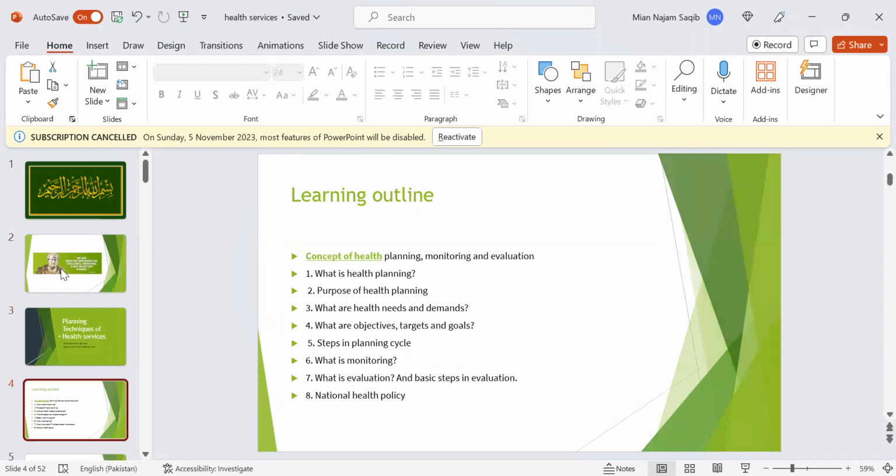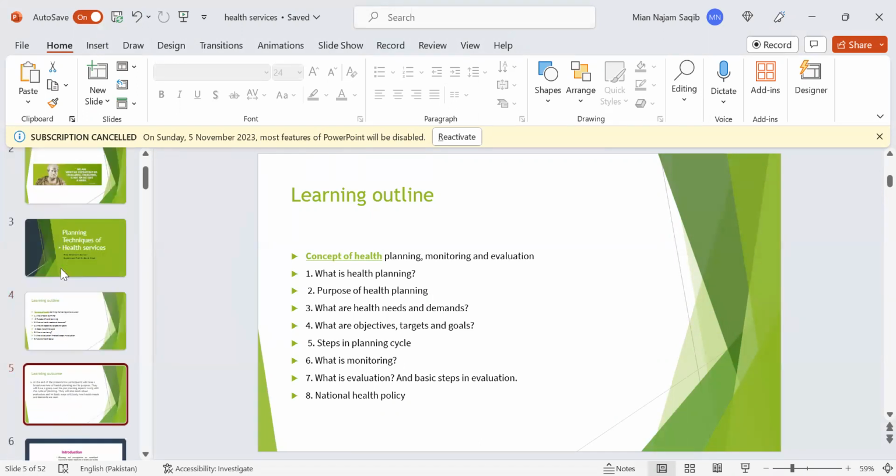Learning outline: concept of health planning, monitoring, and evaluation. What is health planning? Purpose of health planning. What are health needs and demands? What are objectives, targets, and goals? Steps in planning cycle. What is monitoring? What is evaluation and the national health policy?